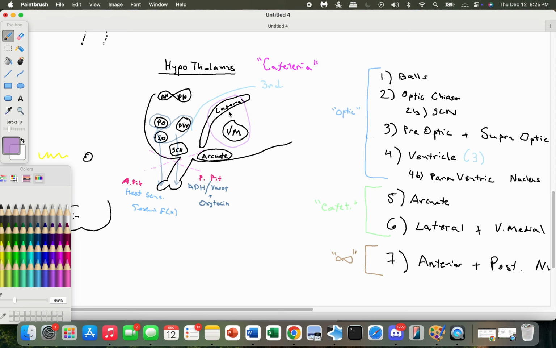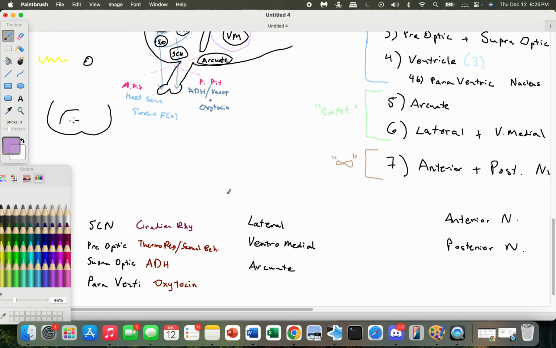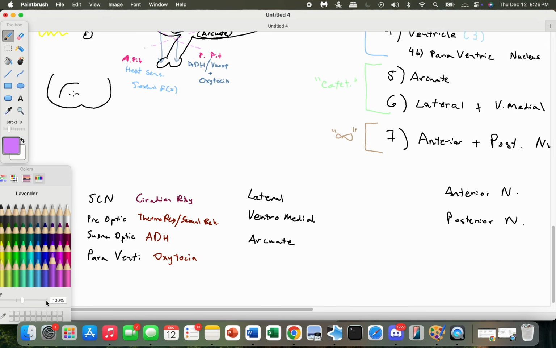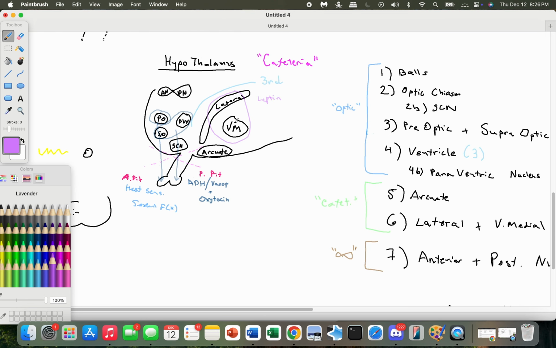So the lateral nucleus, which has an L in the name, L for leptin. So leptin will inhibit the lateral nucleus. So that means the lateral nucleus is the hunger center. Okay, and if these two are paired, that means VM is the opposite of lateral. So that means the ventromedial nucleus is going to be involved in satiety center.